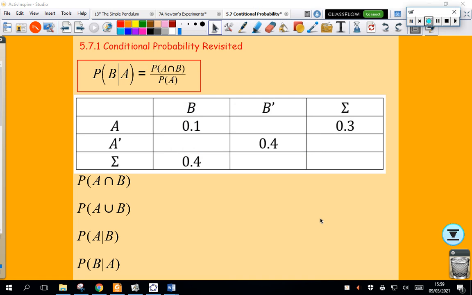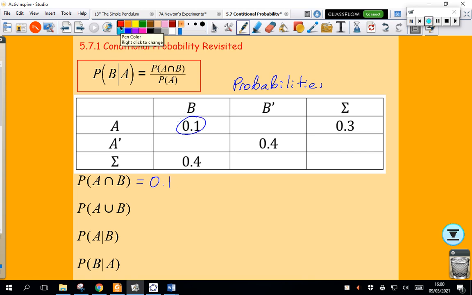Okay, in this lesson I want to look at revisiting conditional probability. We defined the probability of B given A as the probability of A intersection B divided by the probability of A. Here I've got a partly filled in contingency table showing probabilities for various events. Notice the probability of event A occurring is 0.3, the probability of event B occurring is 0.4. We're asked the probability of A intersection B. Well, that's 0.1, common to both.